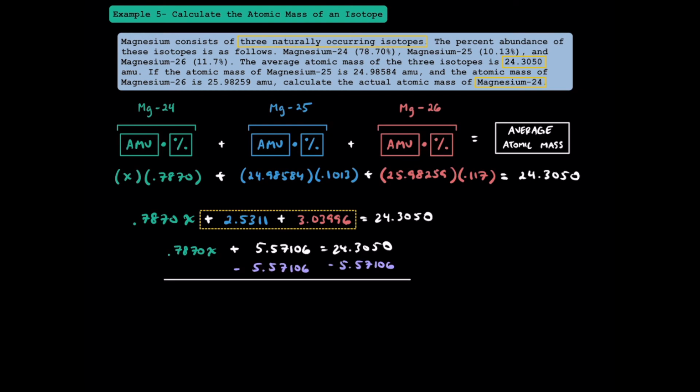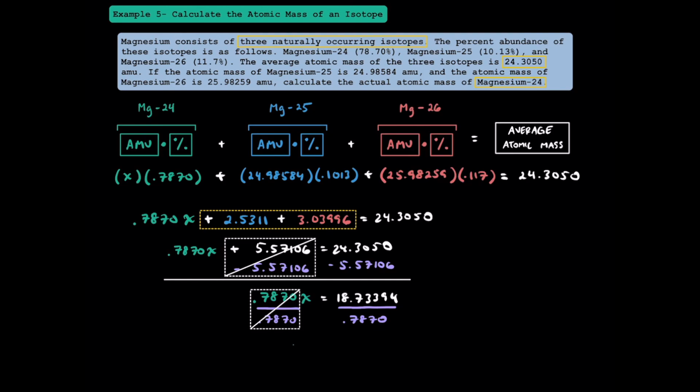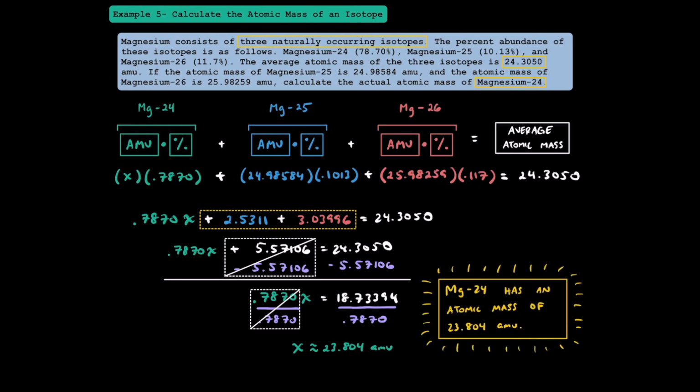Adding these together, we're going to be getting 24.3050. Subtracting both sides by 5.57106, these will cancel out to make 0, and we can write 0.7870x is equal to 18.73394. Dividing both sides by 0.7870, these will cancel out to just make x, and that's going to be equal to about 23.804 AMUs. Therefore, we can say the isotope of magnesium-24 has an atomic mass of about 23.804 AMU.